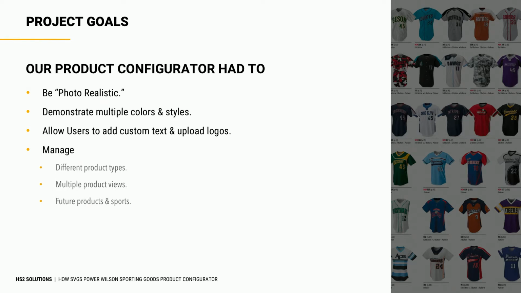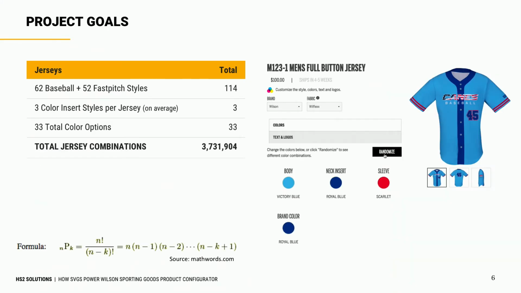The other thing it had to do is it had to support multiple product views. So as they designed it, they needed to be able to see the front, the back, the side to make sure everything was configured to their liking. And lastly, we wanted to build this for future products we didn't even know about, and for sports. As I said, Wilson Sporting Goods has a lot of different sports. And so as we were building this for baseball, we were keeping an eye on what we'd have to do for basketball and football next. So pretty complex goals and kind of a big charter at the beginning.